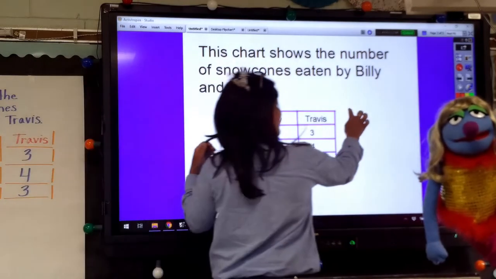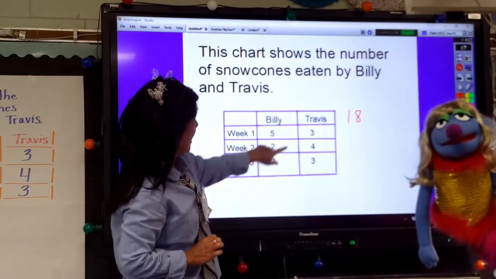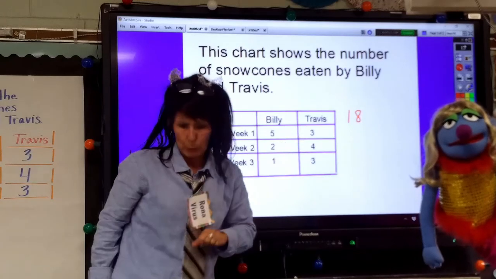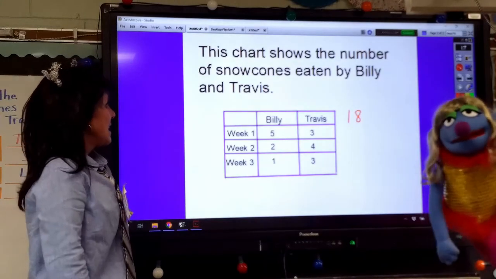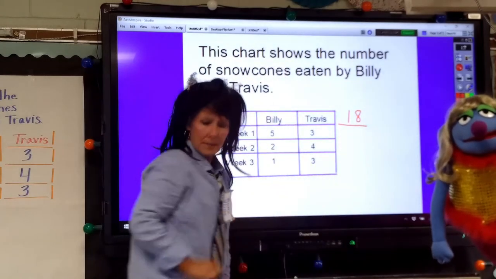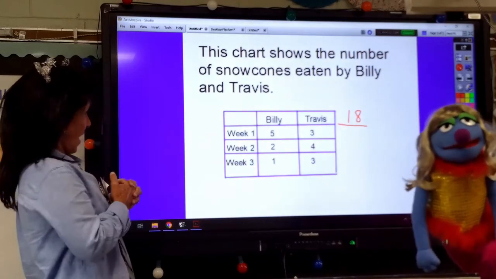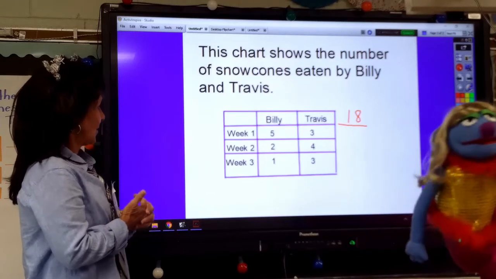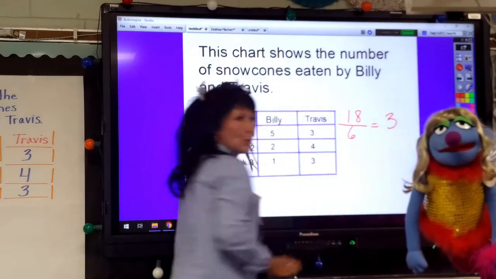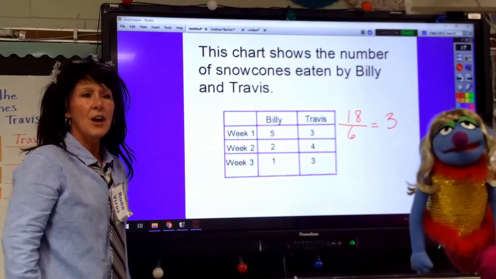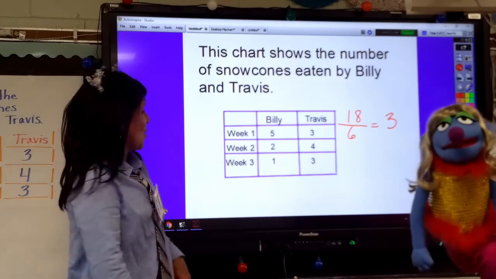All right, did we all get 18? I added 5 plus 2 plus 1 plus 3 plus 4 plus 3. That's a lot of snow cones for just two little guys. Now I have to divide. What number am I going to divide by? Elijah, do you know? 1, 2, 3, 4, 5, 6. Perfect. And 18 divided by 6 is 3. Raise your hand out there if you got that one correct. Oh, I saw a hand go up. Very good.